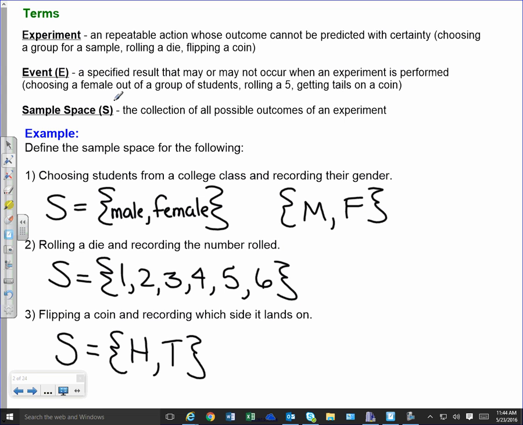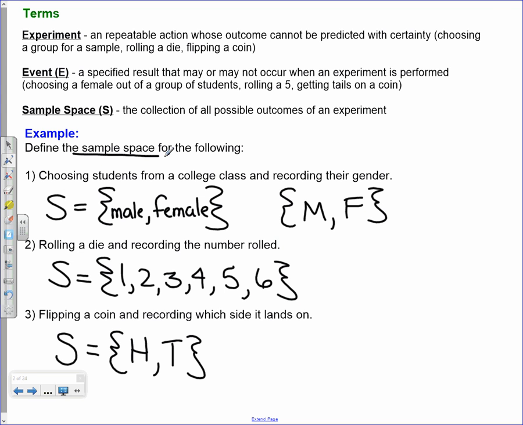The sample space, which we represent with a capital S, is the collection of all possible outcomes of an experiment. So you would write down all the possible outcomes. So for example here, let's define the sample space for choosing students from a college class and recording their gender. So our sample space, our capital S, is equal to, we usually use this set notation here, and we could put male comma female, or we could put M and F. Sometimes we'll use just capital letters to abbreviate, just to help save space in writing.